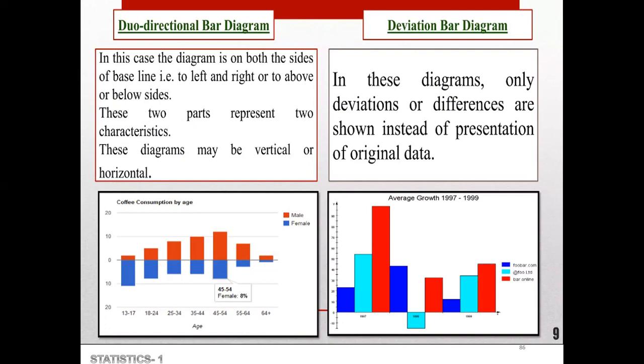Then you have a deviation bar diagram. In these diagrams, only deviations or differences are shown instead of representing the original data. That means here we try to show the deviation, whether it is increasing or decreasing. So this data is plotted on the deviation bar diagram.